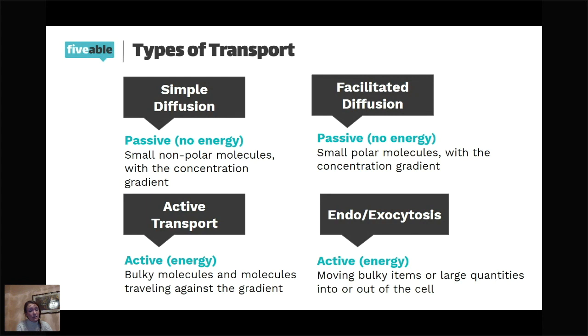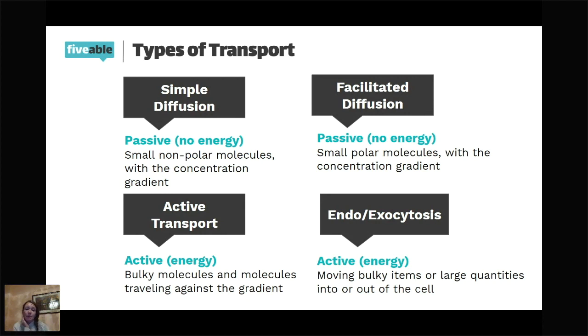And then endo and exocytosis are also versions of active transport, but here's where we're moving things into and out of the cell, usually in large quantity. And I'm going to show you a picture of that and what that looks like, but it involves vesicles. Looks like we have a question.